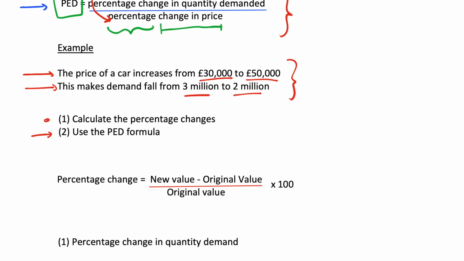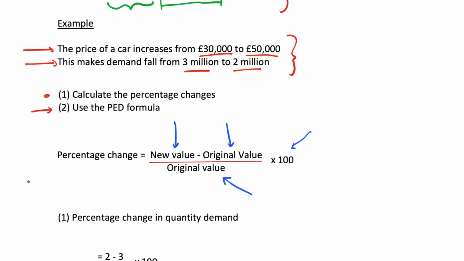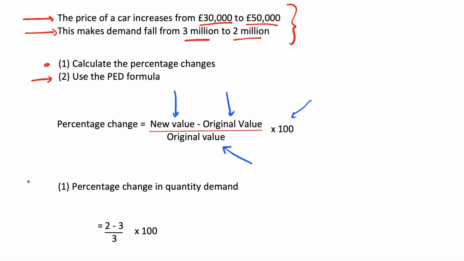But if we want to calculate a percentage change, we can do it like this. We take the new value, or the final value of our price or our quantity demanded, subtract the original value, divide by the original value, and then multiply by 100 to get a percentage. So let's use this equation to do step one, which is to calculate the percentage changes.